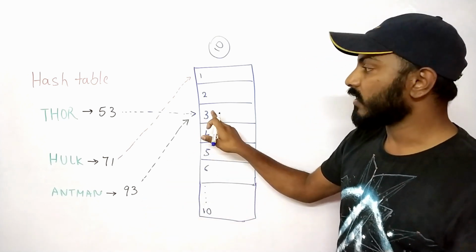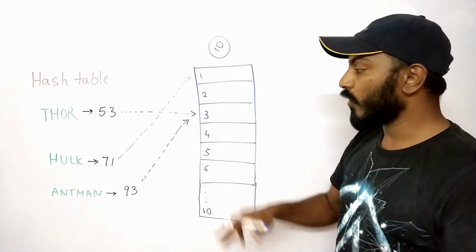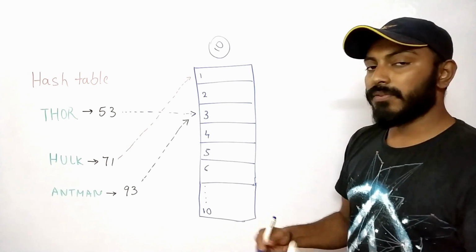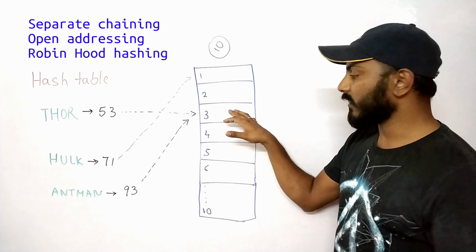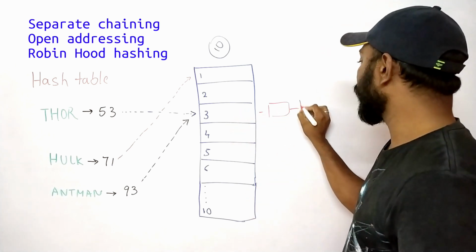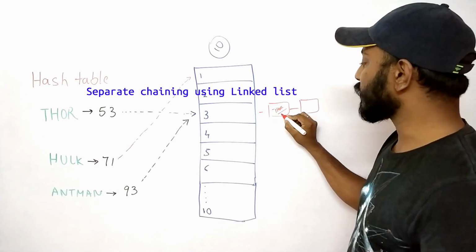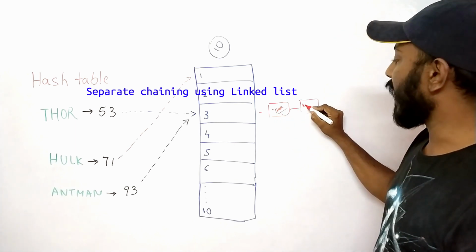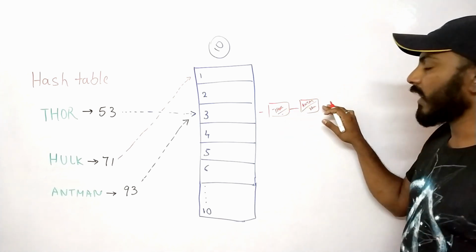If you go to the location, there is a collision because we have already saved a value in this particular bucket. What do we do? There are different strategies to solve that. One simple strategy is, instead of saving that value directly, we build a linked list over here. Here the value will be Thor as a key and its value, and here the value will be Ant-Man and its value. So we build the chain like that.